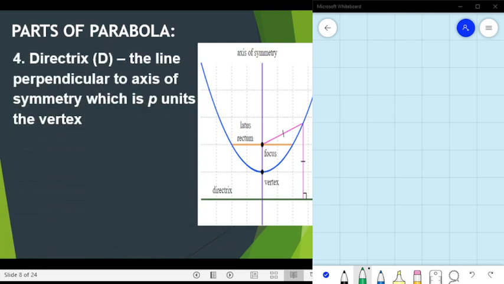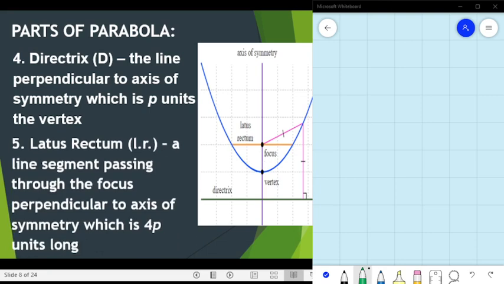Then we have the directrix. It is the line perpendicular to the axis of symmetry, which is p units from the vertex. Okay, so it is the same distance as from the vertex to the focus. So the distance from the vertex to the directrix is the same. Again, the directrix is the line and the focus is a point.